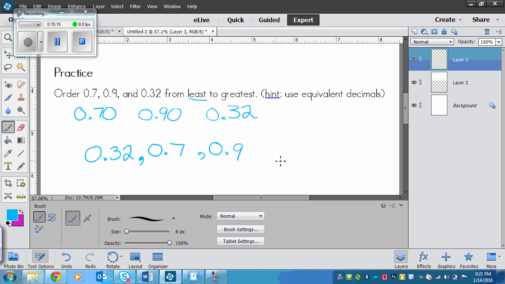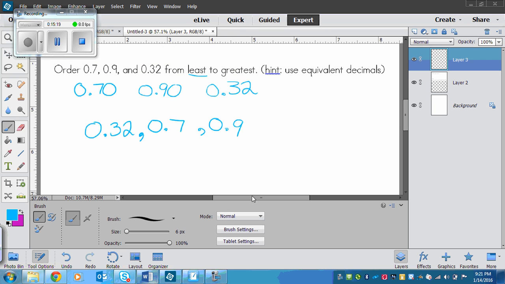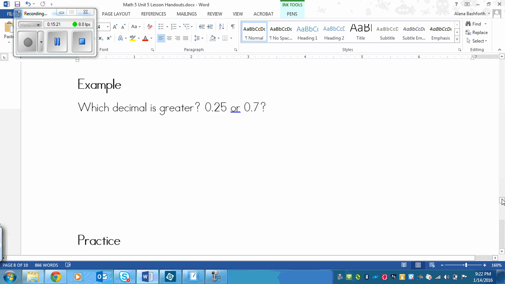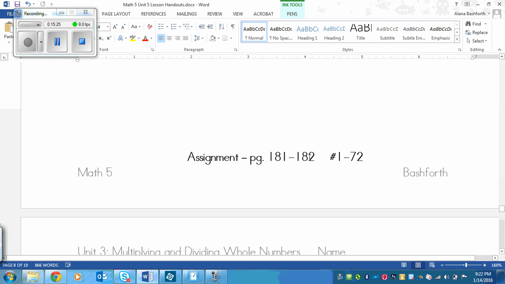There's a little bit more difficult questions in your textbook than this, but not too bad. Your assignment then is on page 181 to 182. Oh, and it's numbers 1 to 7, not 72.